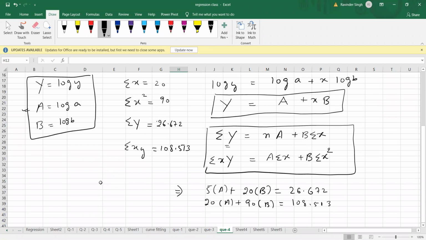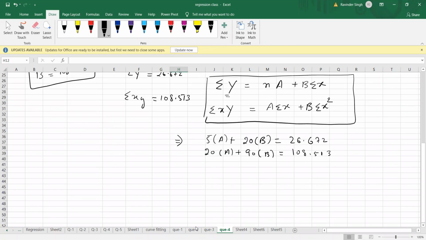513. Now we have to solve this equation, and we have to get the value of capital A and capital B. You do it in Calci. I will also do it parallelly. I'm getting capital A value as 4.6044 and capital B value as 0.1825. This is the value of capital A and capital B.